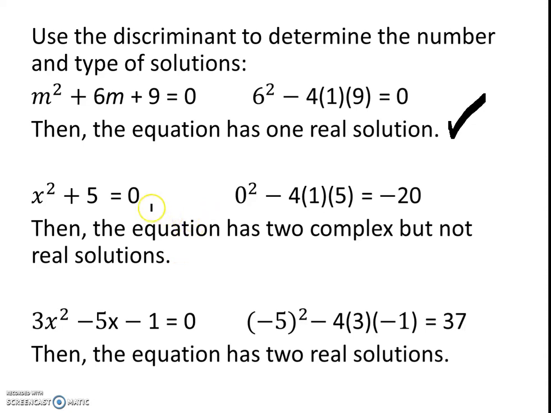Doing the same thing for x squared plus 5, plugging it in, we have 0 squared minus 4 times 1 times 5, and that ends up giving us negative 20. Then the equation has 2 complex but not real solutions. And then our final example on this page is 3x squared minus 5x minus 1 equals 0. We plug that into the discriminant formula. We end up with negative 5 squared minus 4 times 3 times negative 1, and that's 37. Then the equation has 2 real solutions.